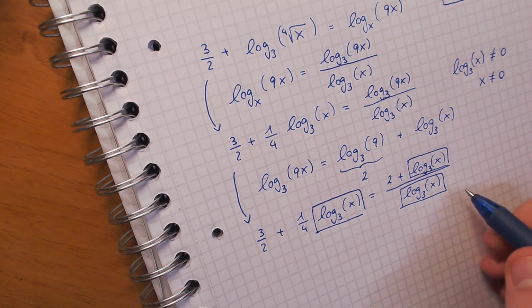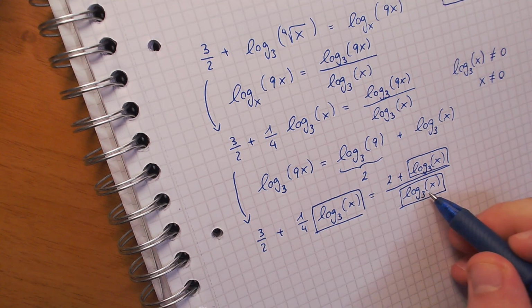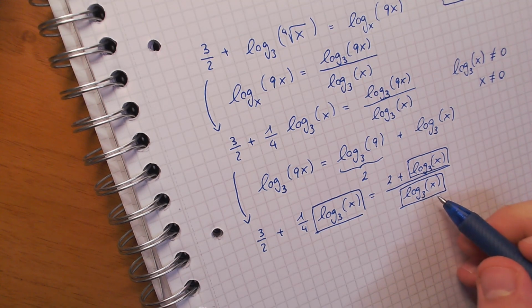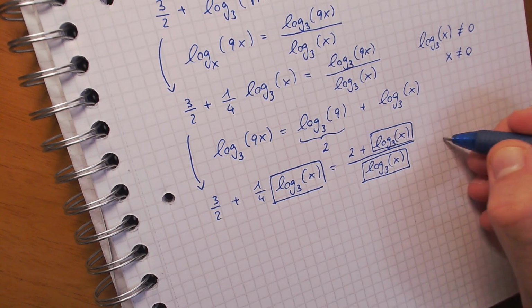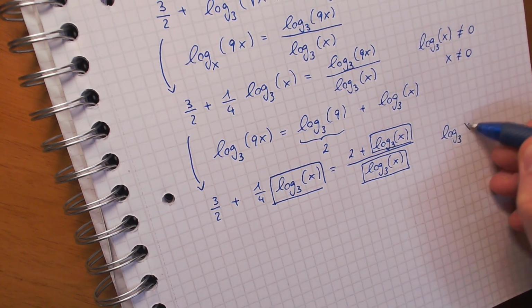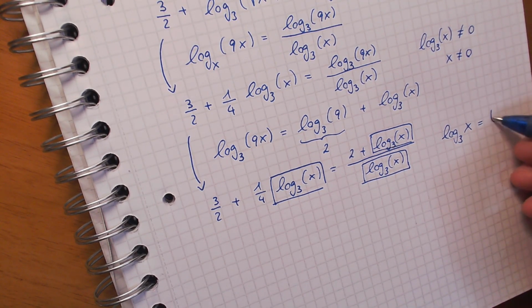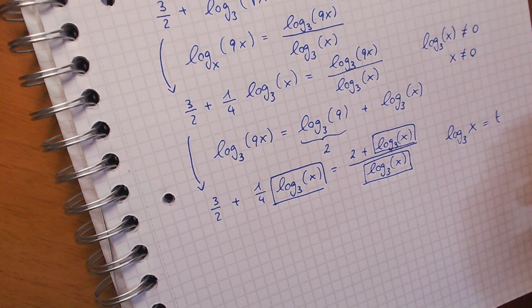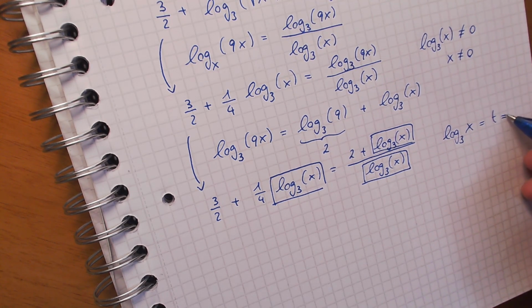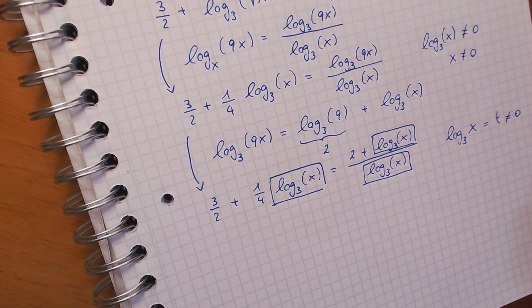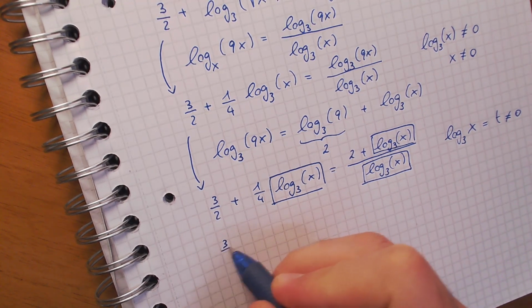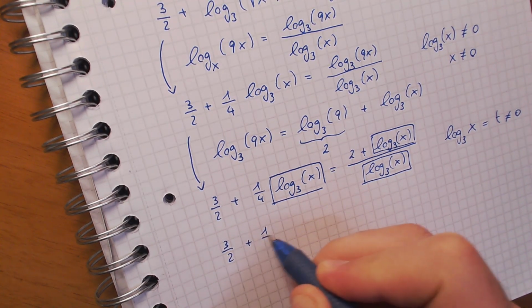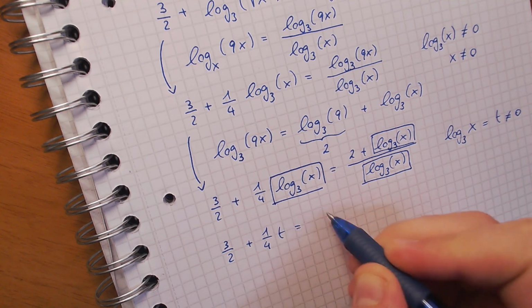So we can substitute this function with a new variable, let's say for example t. So we are saying that we can write log base 3 of x as t, the new variable, and we know that t has to be different from 0. Okay, so that means that our equation will be of this form.